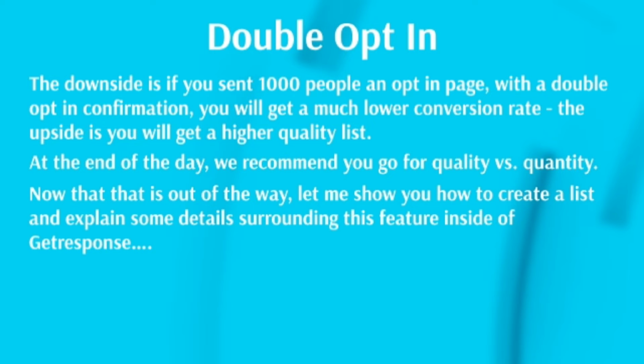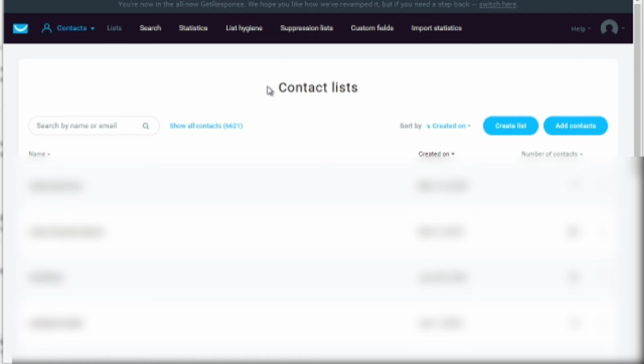So now that that is out of the way and we've talked about the fundamentals and some advanced strategies, let me show you how to create a list within GetResponse and explain some details surrounding this feature. As far as creating a list, it's actually very easy to do once you understand how everything is laid out. Even though it might take me about 5 or so minutes to teach you, once you get the hang of this and start creating list after list, it'll actually be easy.